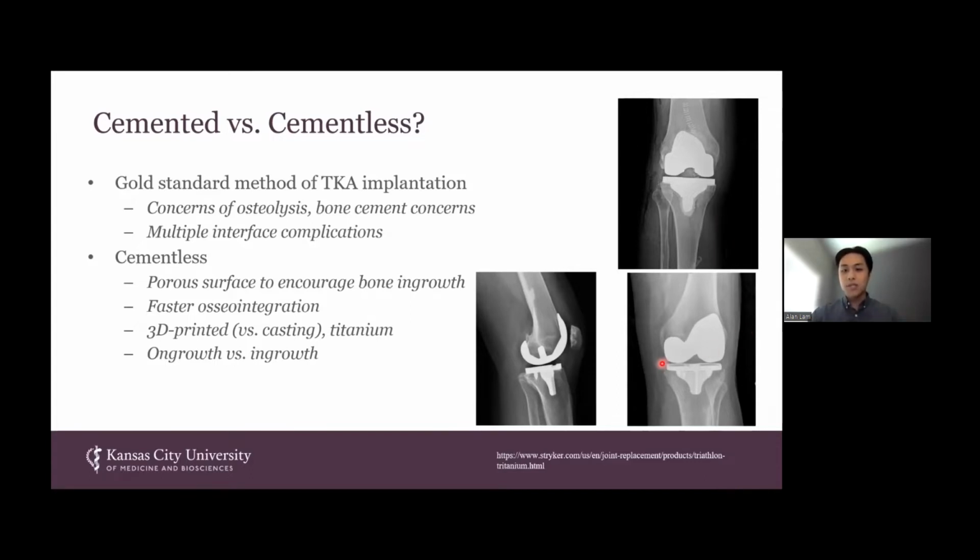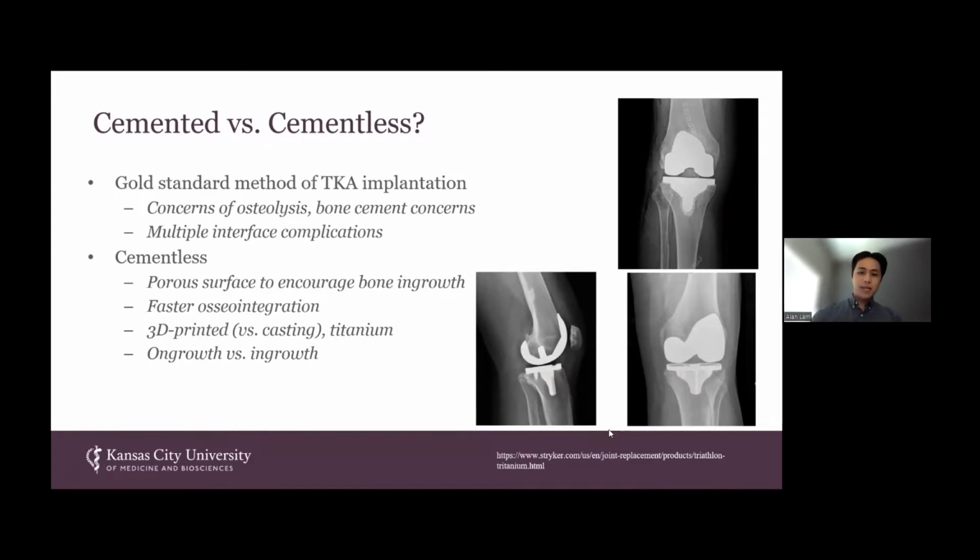So I have with these two lower figures, you can see with the specific design we'll be talking about today, you have no white discoloration or interface. This implant is seated directly into the bone.